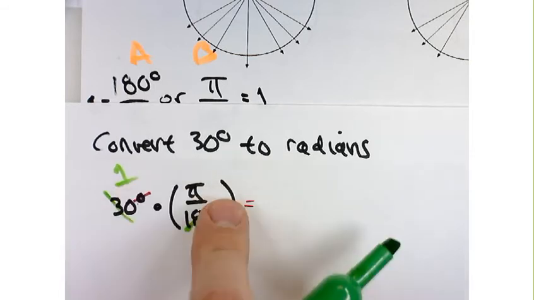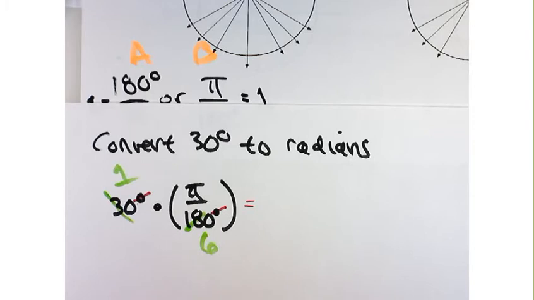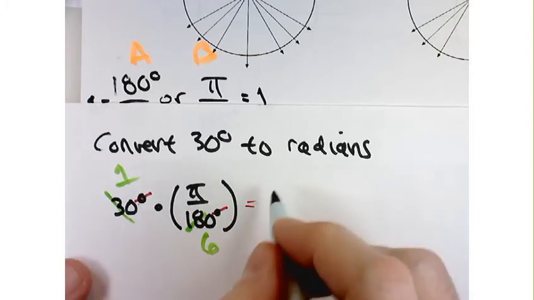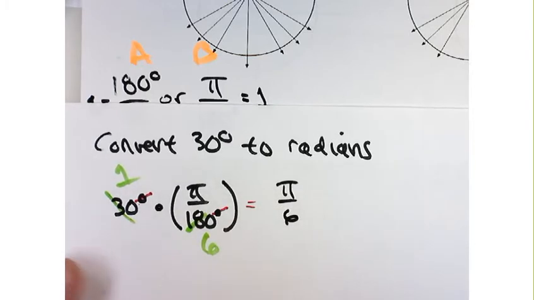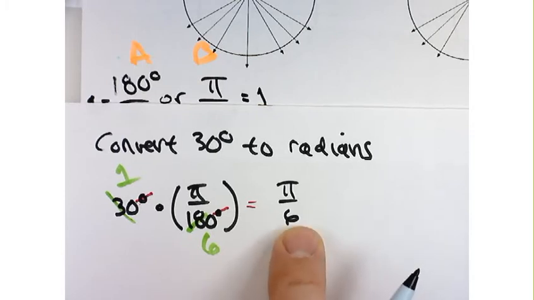So 1 times pi over 6, this is just going to be pi over 6. So pi over 6, that's your angle in radians. That's a 30-degree angle. It's just in radians. Radians is the language that calculus speaks in, because without radians, things are a lot messier.